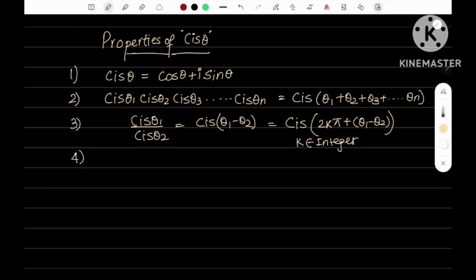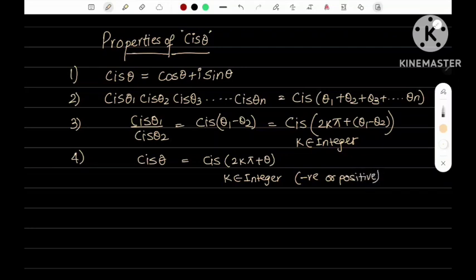Okay, property number 4. I have already stated it, but let me explicitly write it. Cis theta is equal to cis of 2k pi plus theta, k belongs to integers. It could be negative or positive. All right, number 5. This property says the conjugate of cis theta is equal to cis of minus theta.